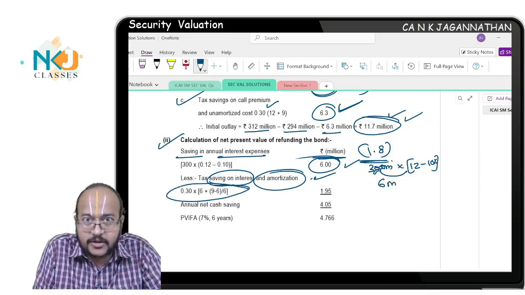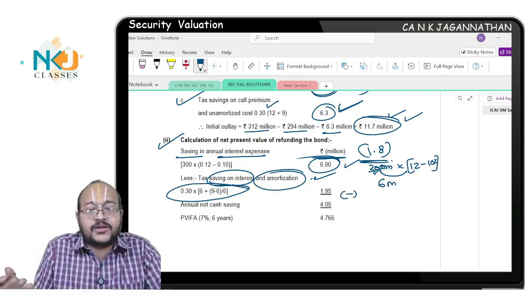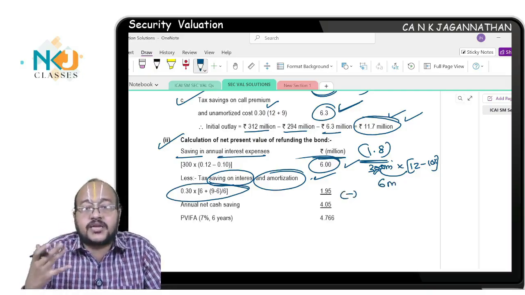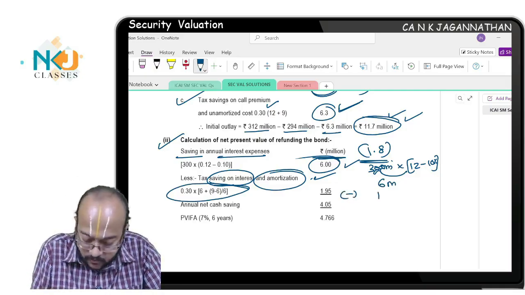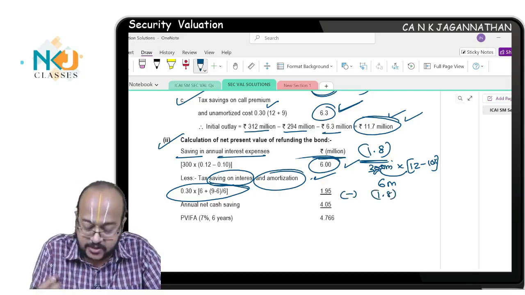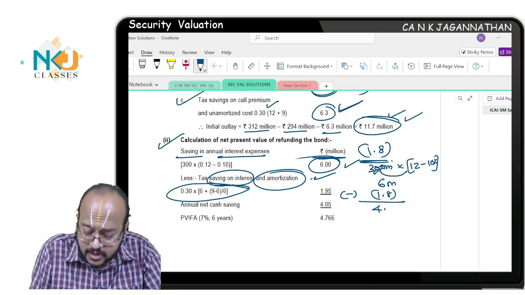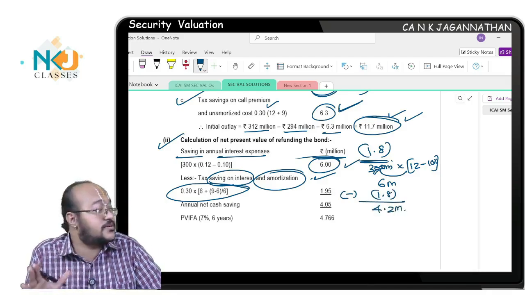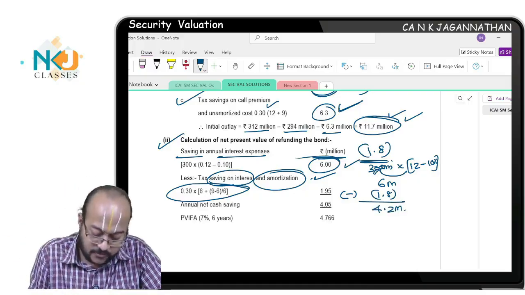6 million is the annual interest savings, minus corresponding tax. It is an extra benefit, it is interest expense saved. You will have corresponding tax. How much? 6 million into 30%, 1.8 will be the tax, 30% tax rate. So after tax savings in interest is 4.2 million. Real savings in interest is only 4.2 million. Till now you understood? Now see what happens apart from that.